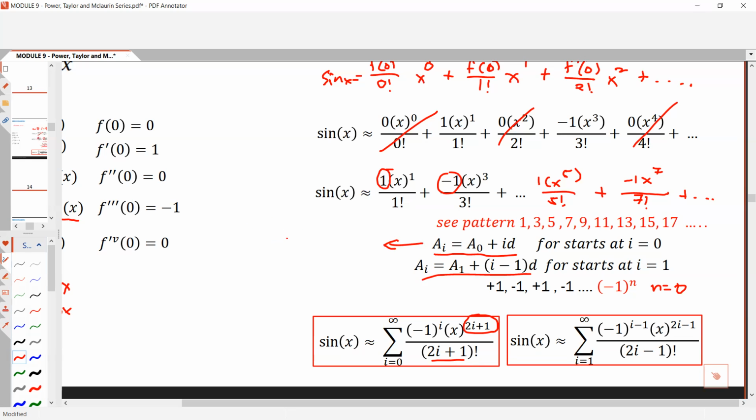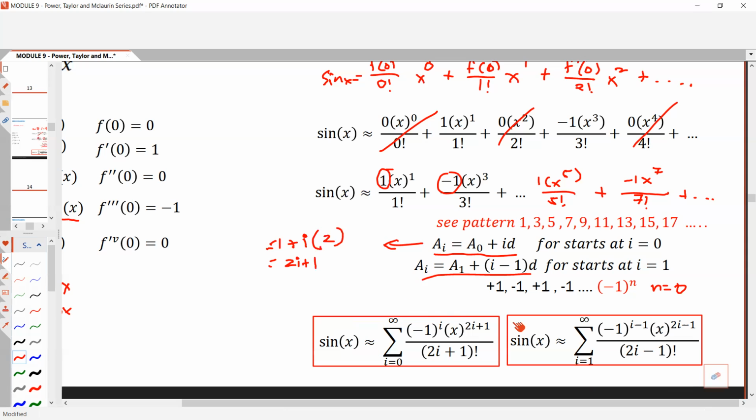So what is a sub 0? That is 1 plus i times the common difference 2. So that is therefore 2i plus 1. Okay? So this is our answer. Therefore, sine of x is approximately the summation from 0 to infinity of negative 1 raised to i, x raised to 2i plus 1 over 2i plus 1 factorial. This is the Maclaurin series expansion of sine of x.